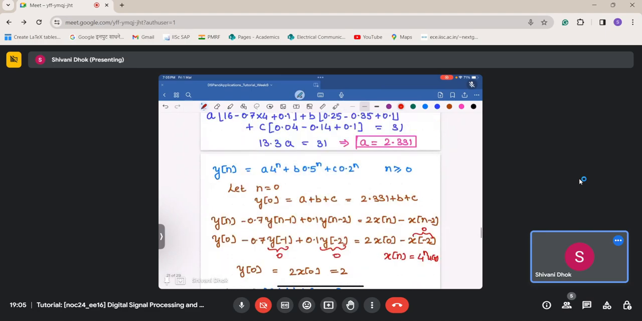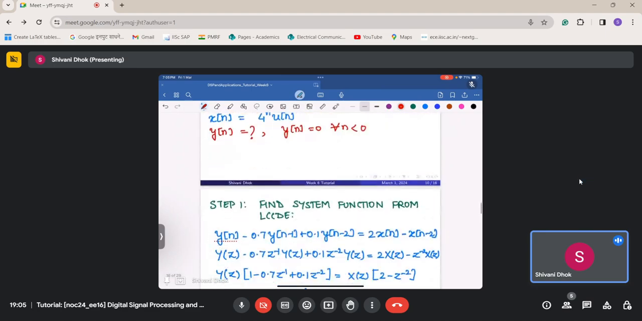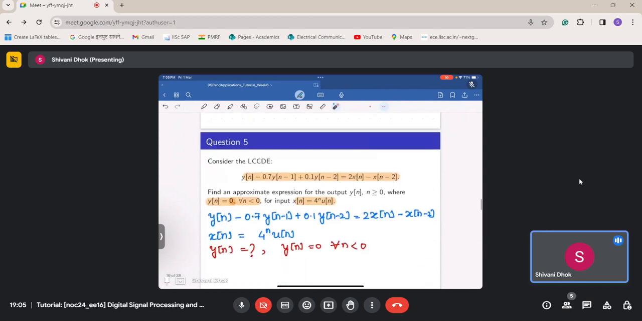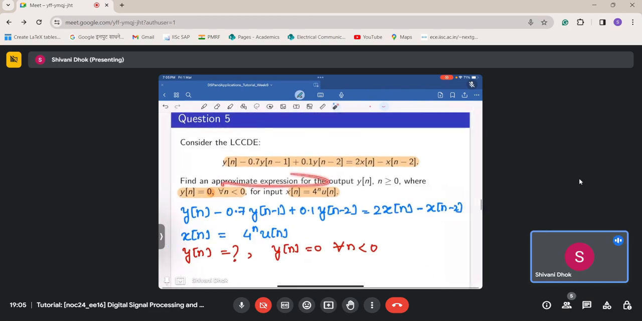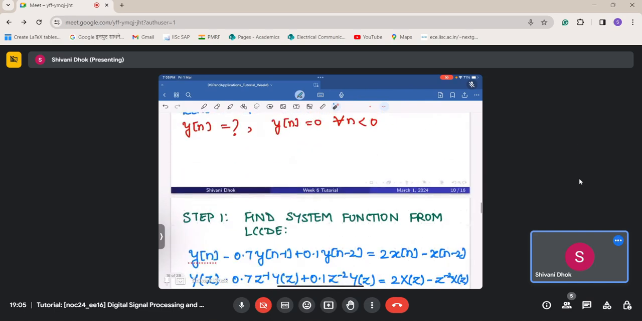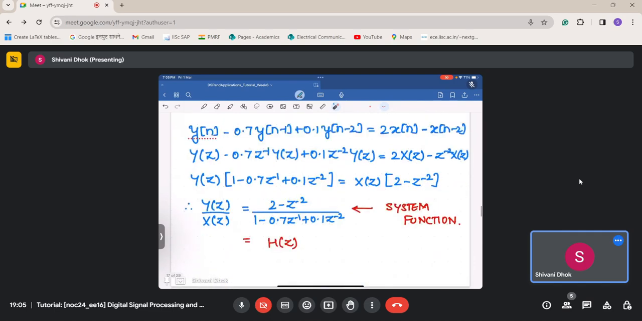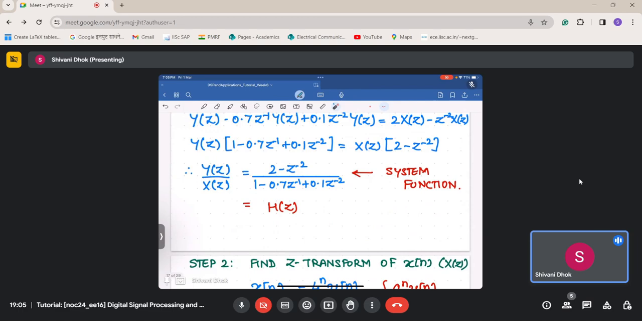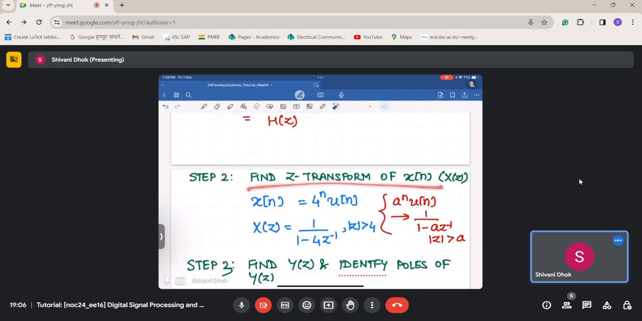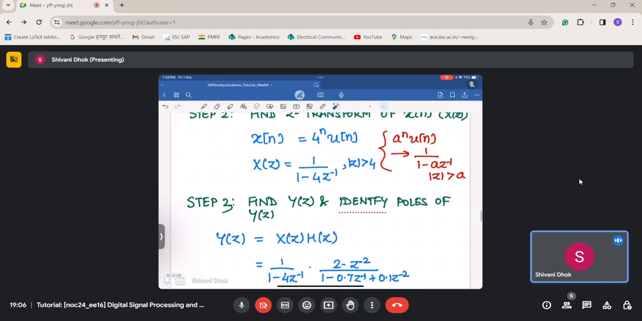So let me just revise what we did. We wanted to find out y of n, or an approximate equation for y of n, for the given input for this particular difference equation which is given to us. In order to do that, we first found out the system function from the given difference equation, which is my H of z. After finding that, we went on to find out the z transform of x of n, which is X of z. After that, we found out Y of z, which is equal to X of z into H of z, and we identified the poles of this Y of z.